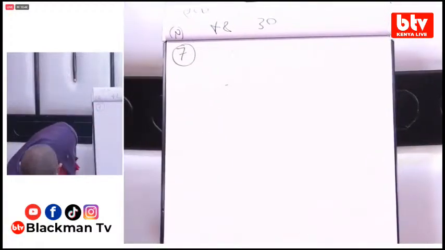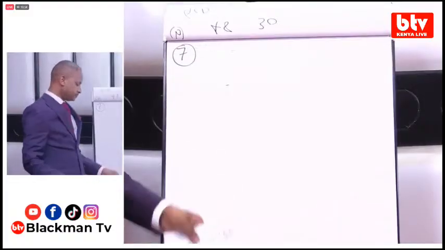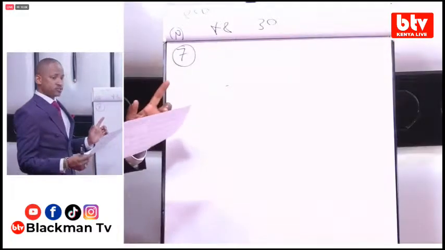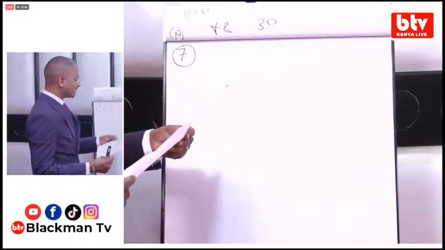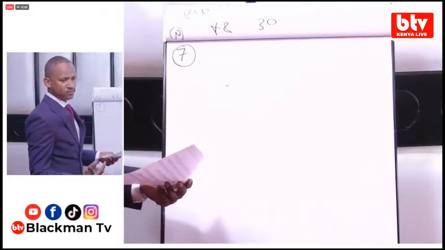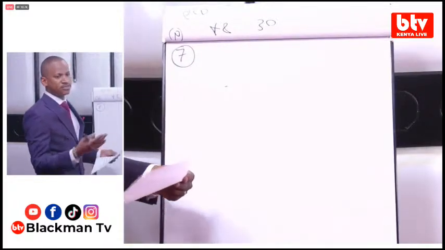Question number 7. 3 artisans and 2 craftsmen earn 220 shillings in a day, while 4 artisans and 1 craftsman earn 185 shillings in a day. Find the amount of money a craftsman earns in a day. Read the question again, and as you write, 3 artisans. This is an application of simultaneous equations. So what they are testing here is a topic called simultaneous equations.